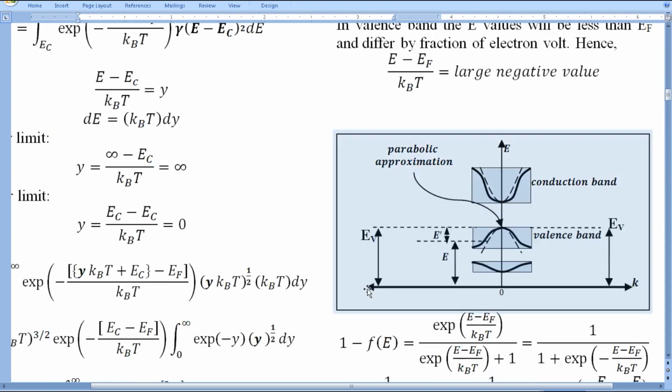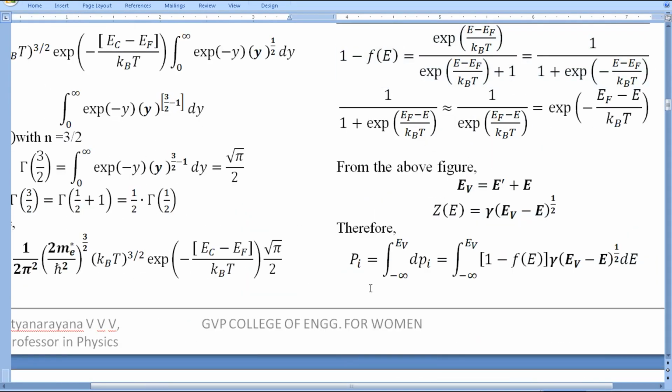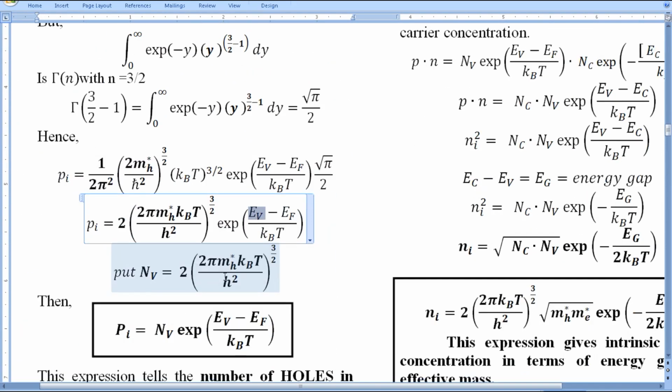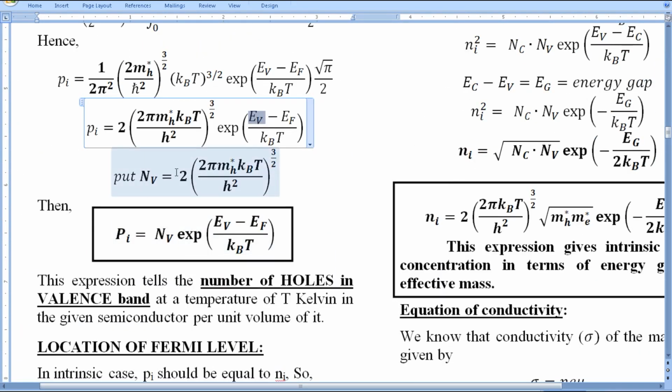So finally, after doing this exercise, what we found is the number of holes inside the valence band. Now if you call this constant Nv, earlier we called that constant Nc, now we are calling this constant Nv. The basic difference between Nv and Nc is only this Mh star and Me star, the effective masses of hole and electron. Remaining constants are the same for both, right?